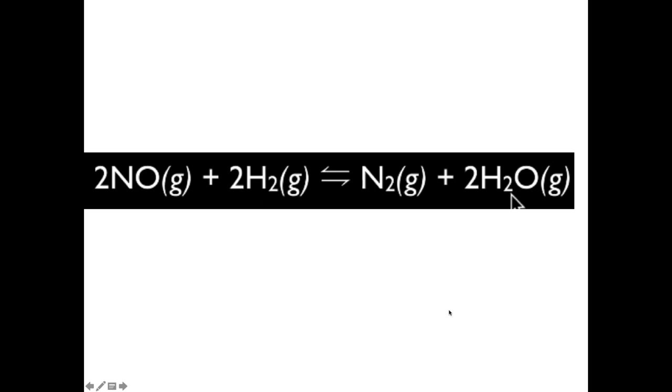So let's look at this equation here. We have 2NO and 2H2 going to N2 and 2H2O. What's going to happen is when we shift that into place, we'll put the products in brackets: H2O in brackets with a power of 2. We have NO in brackets with a power of 2 and H2 in brackets with a power of 2.